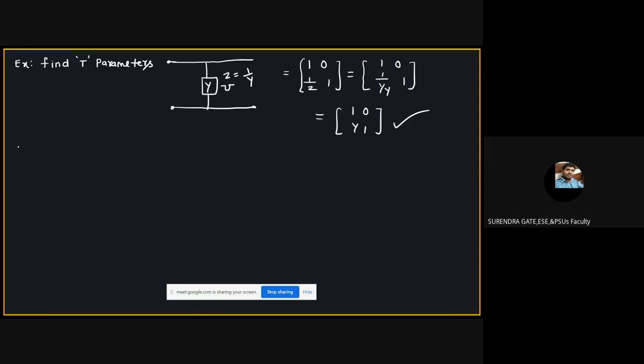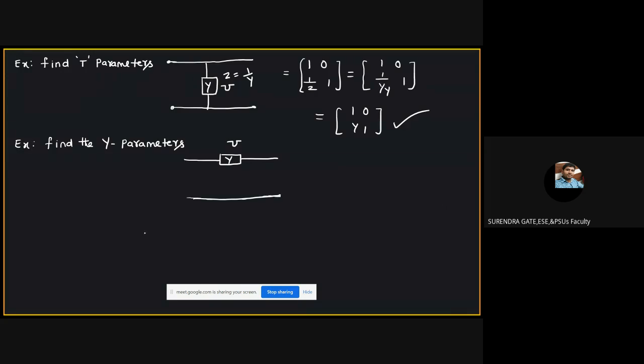For example, this is a previous IES question. Find the Y parameters. It is given like this. The admittance Y mho is directly given. Find the Y parameters. This is in mho.